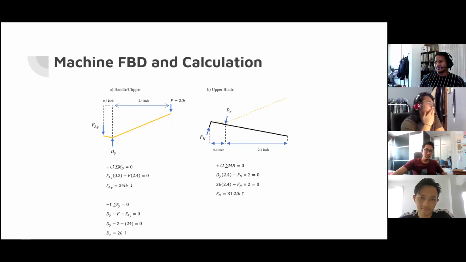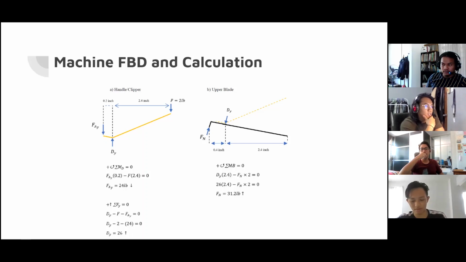Okay. All right. So actually, using the Fn, we can get the answer for our question, which is how much force is acting on our nail. So using 2 pounds of force at the clipper, we can get the force acting on our nail is 31.2 pounds going upwards on the upper blade. So for the lower blade, it's going to be downwards. So that's all for machine analysis.